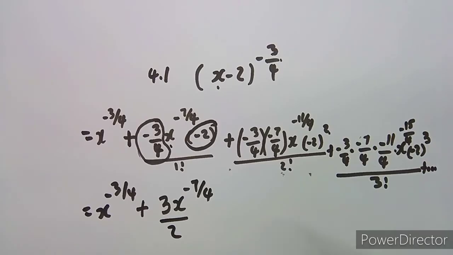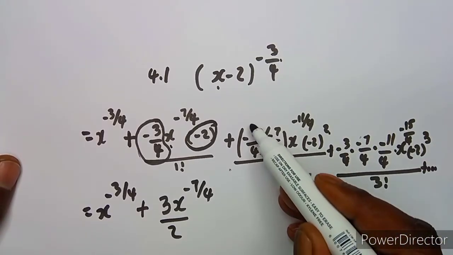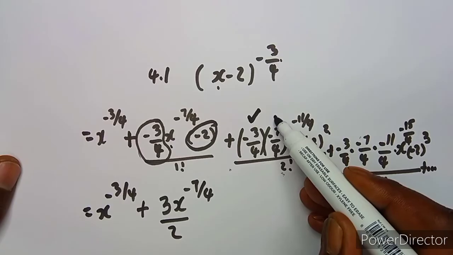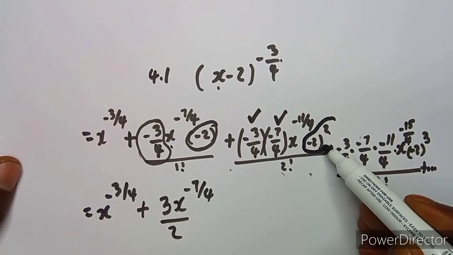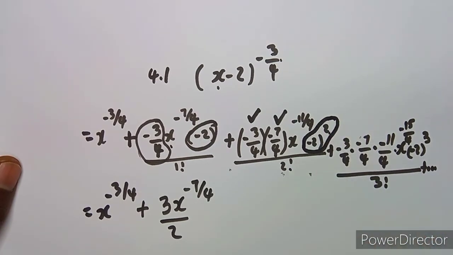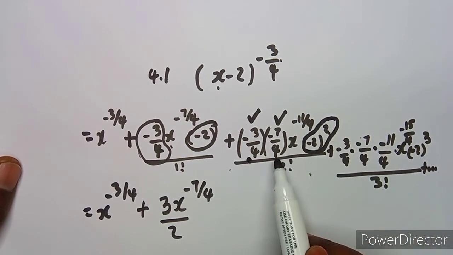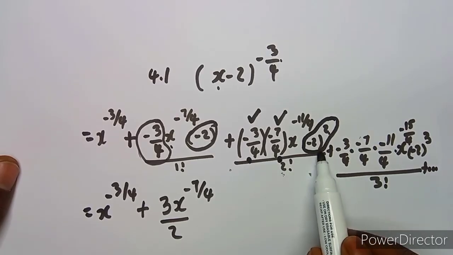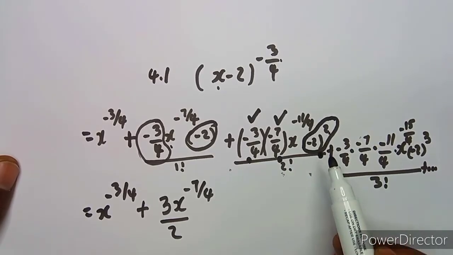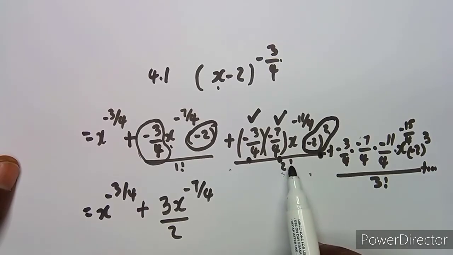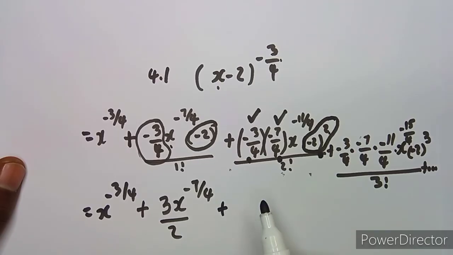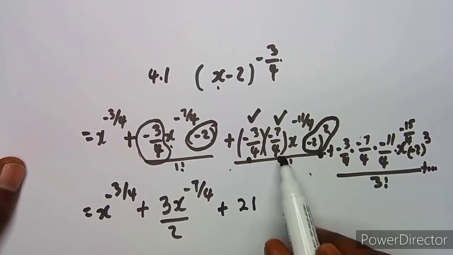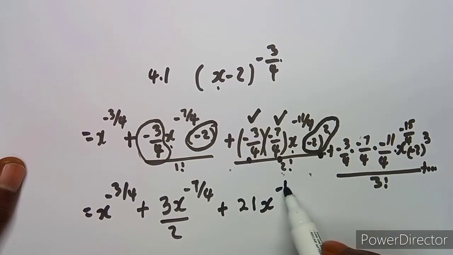Okay, you do the same thing. You multiply these numbers here, and -2 to the exponent of this part here. These are the numbers that you multiply. So multiply this and this and this together, you get an answer. That answer, divide it by 2 factorial. The moment you divide by 2 factorial, you are going to obtain 21/8. So it's going to be 21 x to the exponent of -11/4, because it's already there, over 8.